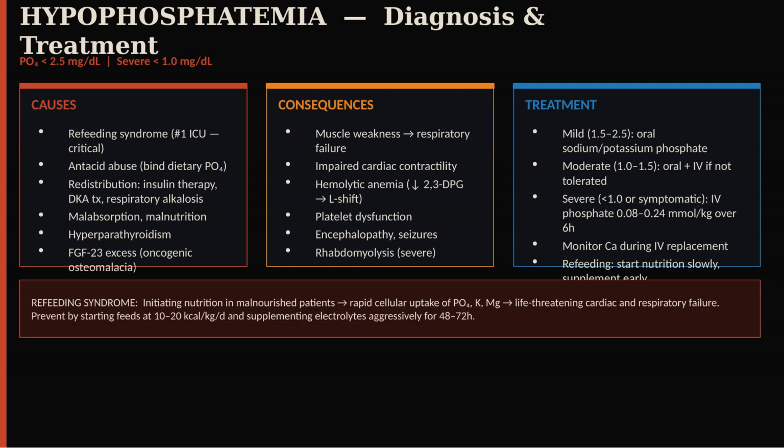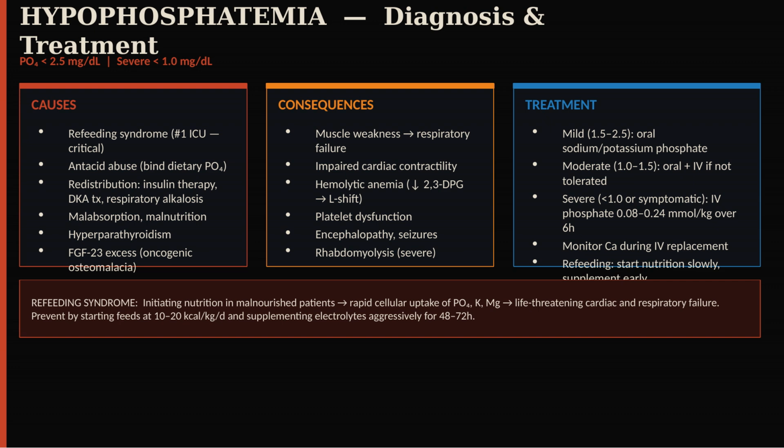Let's go. Phosphate below 2.5 and severe under 1. The number 1 ICU cause is refeeding syndrome, and that's critical, so we'll come back to it. Other causes: antacids binding dietary phosphate, redistribution from insulin therapy, or DKA treatment, or respiratory alkalosis, malabsorption, hyperparathyroidism, and FGF23 excess. The consequences flow from phosphate being the substrate for ATP.